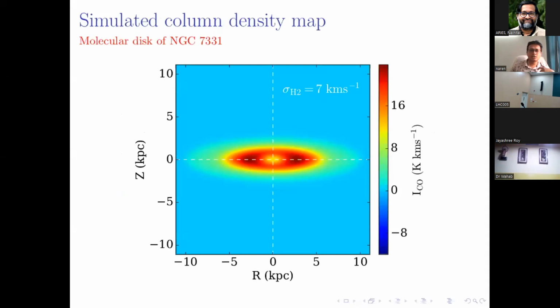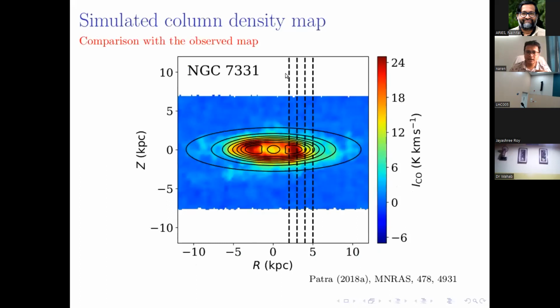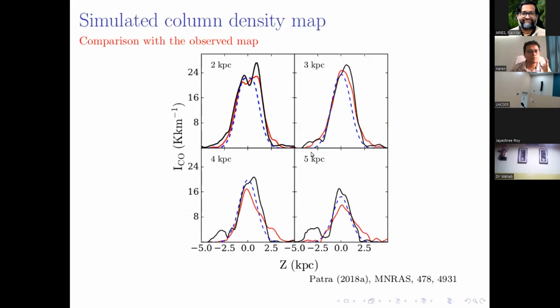So this is basically the surface column density map we have got from our model. Now we compare it with our observation, right? The background color scale is the observation, and these contours are coming from our model. In apparent view, it seems they are matching quite well, but we can investigate a bit deeper and take the vertical cuts along these lines, which are 2, 3, 4, and 5 kiloparsecs, and compare the vertical column density profiles. And this is how they look.